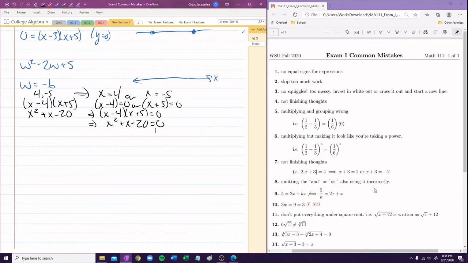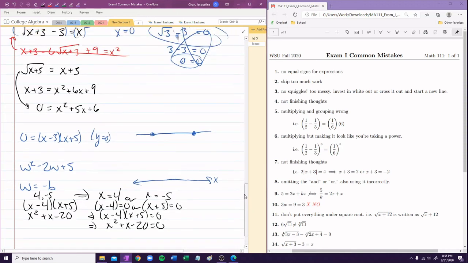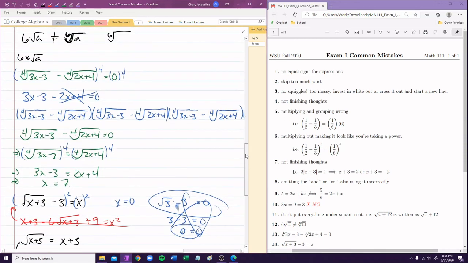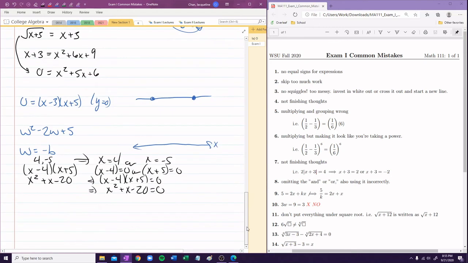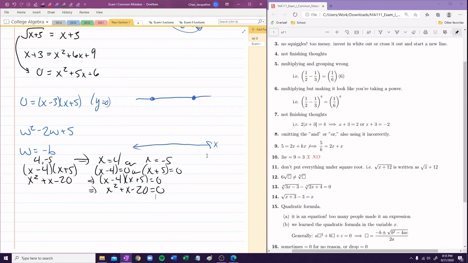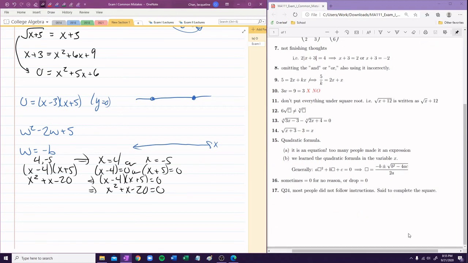All right, so that is it for the exam 1 common mistakes. I hope I got everything. I hope everything was clear. If you have any questions, just let me know. Don't forget, this is an assignment. What I want you to do, I'll post it on Blackboard, but I'll tell you here as well.